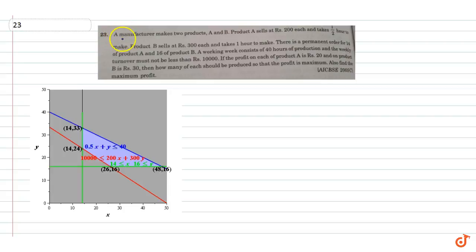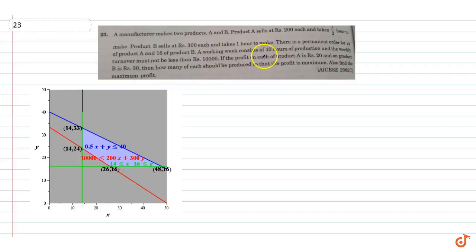In this question, a manufacturer makes two products A and B. Product A sells at rupees 200 each and takes half hour to make. Product B sells at rupees 300 each and takes 1 hour to make. There is a permanent order for 14 of product A and 16 of product B.